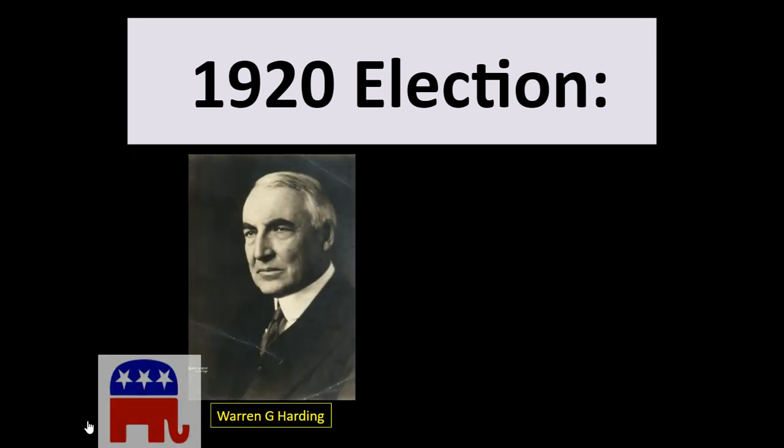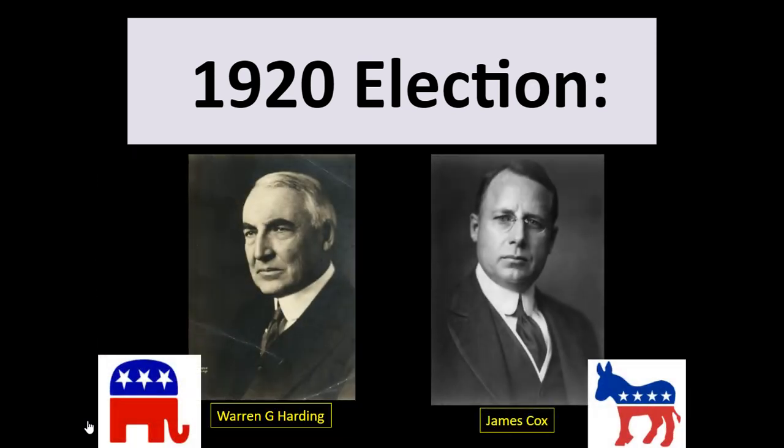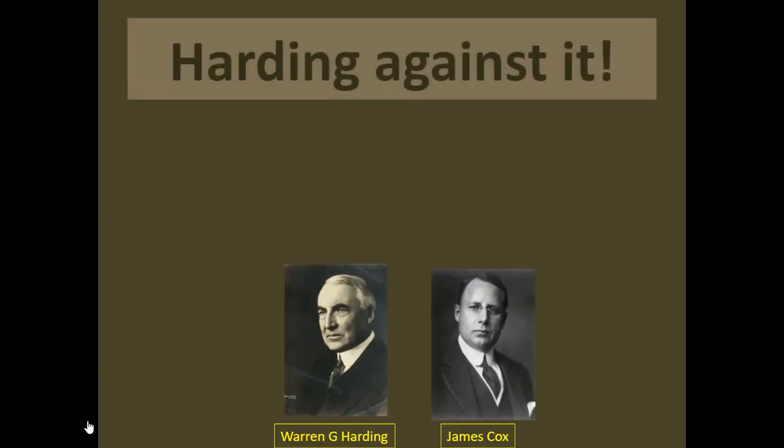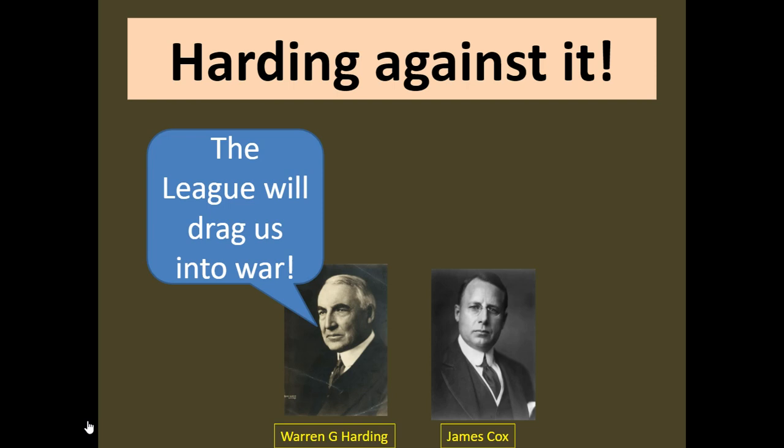So in the 1920 election, Warren G. Harding will be elected, or should I say nominated by the Republicans, and he's going to go up against the Democratic nominated James Cox. Now, the number one issue in the 1920 presidential election was the League of Nations. The U.S. was still in the midst of trying to determine whether we should join the League of Nations and sign the Treaty of Versailles. Harding was against it.